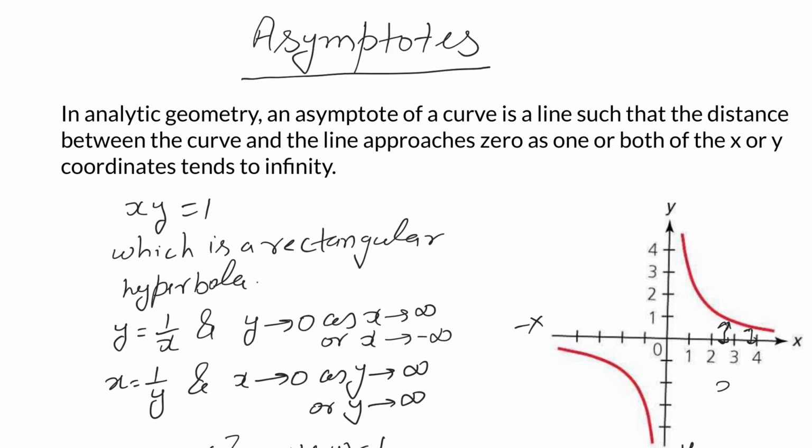This distance is narrowing. So between the curve and the line approaches 0, this distance is approaching 0 as one or both of the x coordinates tend to, as x is approaching infinity, this distance between the curve and the line is approaching 0. So therefore x-axis and y-axis are the asymptotes of the given curve, this one, okay.